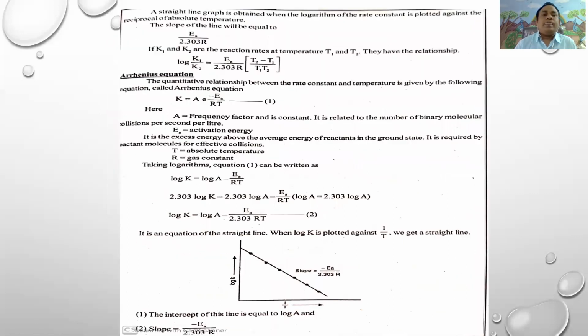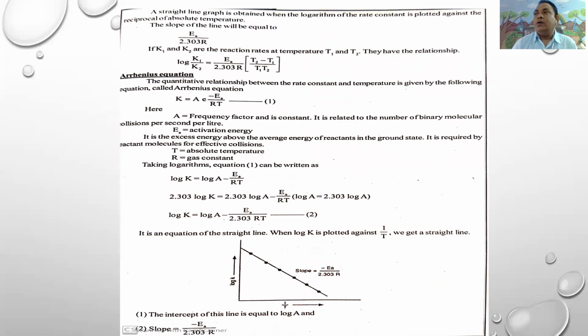Next one, from the Arrhenius equation, a straight line graph is obtained when the logarithm of the rate constant is plotted against the reciprocal of absolute temperature. The slope of the line will be equal to Ea by 2.303 R.